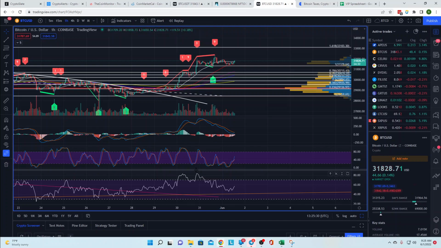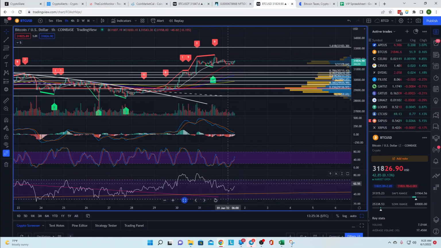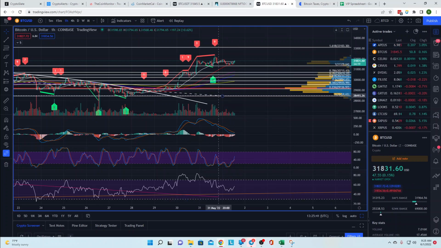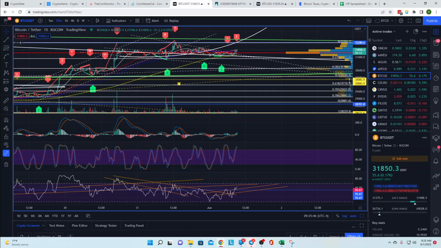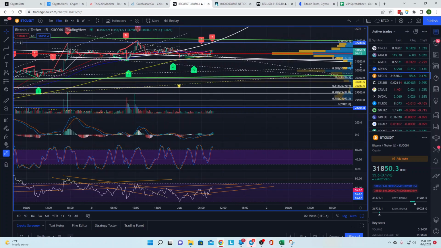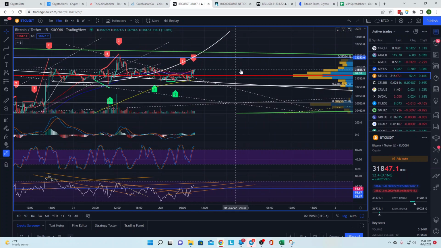But I was talking about a little falling wedge there that we were breaking out of. You can see if I drew some lines here, it looks like a decent one, and this looks like a backtest after a breakout. So again, some positive things that we've got going here out of Bitcoin right now, and hopefully that will just continue.